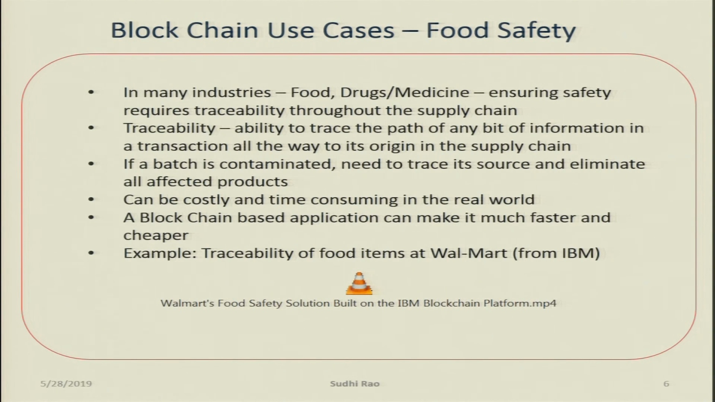In many industries like food, drugs and medicine, ensuring safety requires traceability throughout the supply chain. For example, in the meat industry, one of the big scares recently, you might have all heard of, is the mad cow disease. If the meat bought came from one such cow, humans also could be affected by that disease.